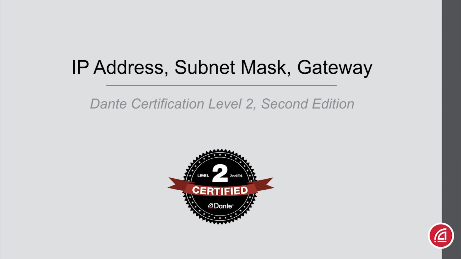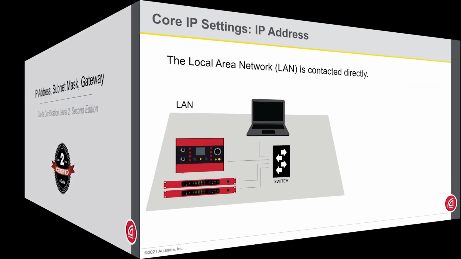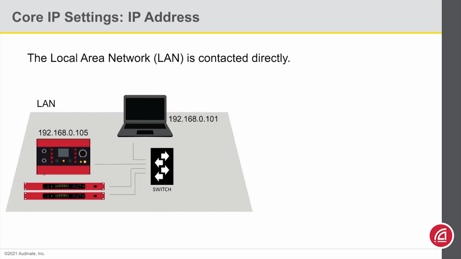Dante Certification Level 2, 2nd Edition. IP address, subnet mask, and gateway. Towards the end of Level 1, we talked a bit about IP addresses and subnet masks. These are two of the most basic settings on any network device. This time around, we'll go into a bit more detail. And again, we'll use your familiar home network environment as the example.